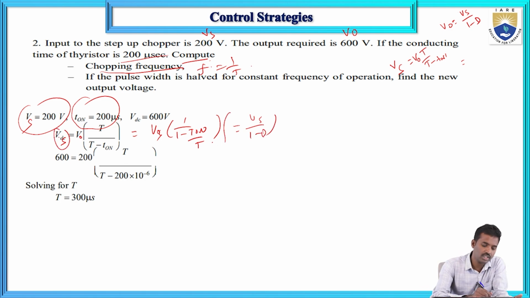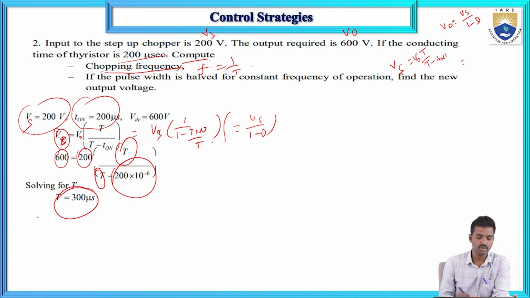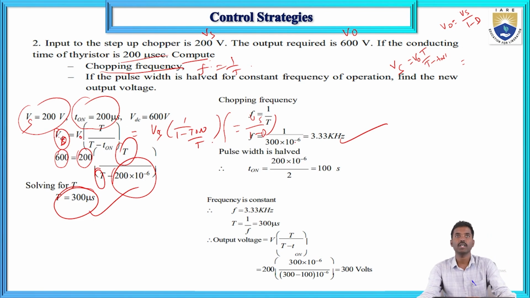Now Vs is given, output voltage V naught is given as 600, and input voltage is given, T on is given, and T you need to calculate. From this you can calculate the T value. How do you calculate the chopping frequency? You got the T value; f equals 1 by T, and here T equals 3 into 10 power minus 6, means 300 microseconds. That is the chopping frequency.